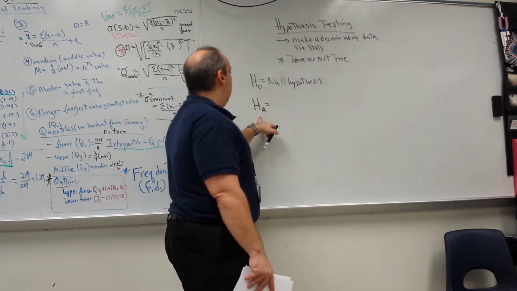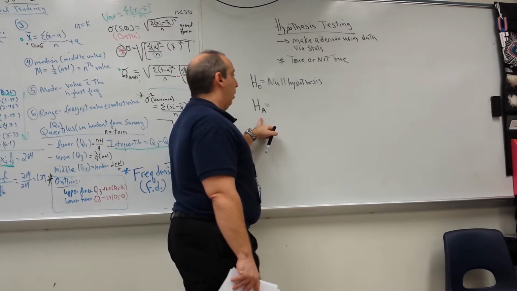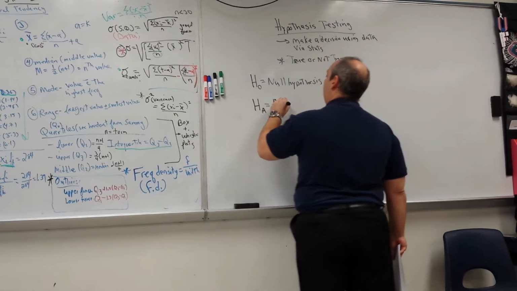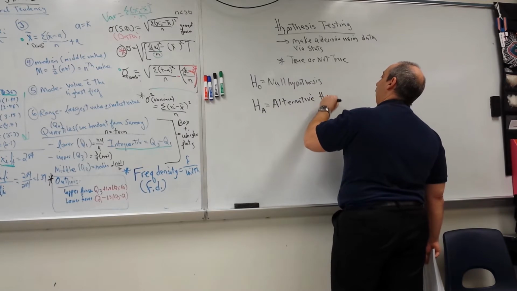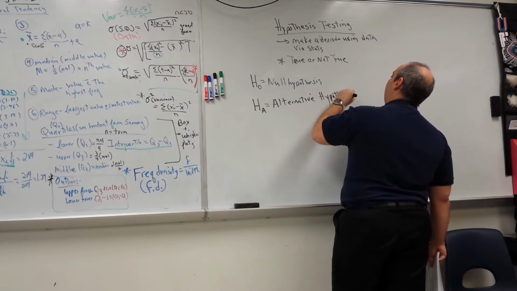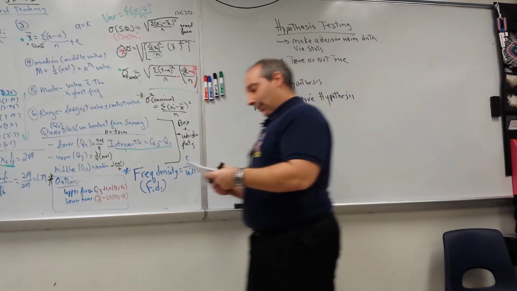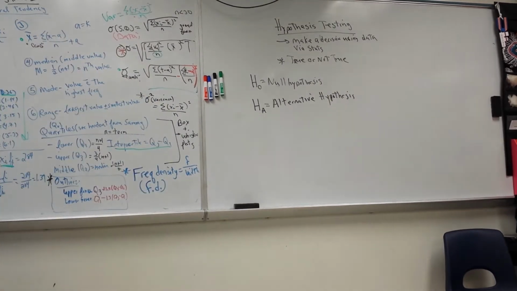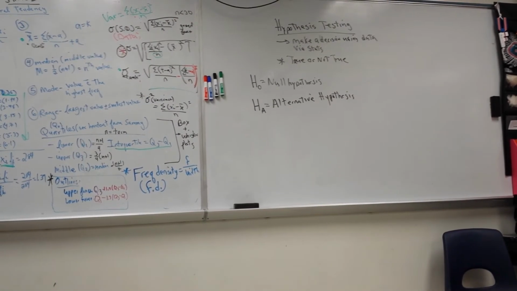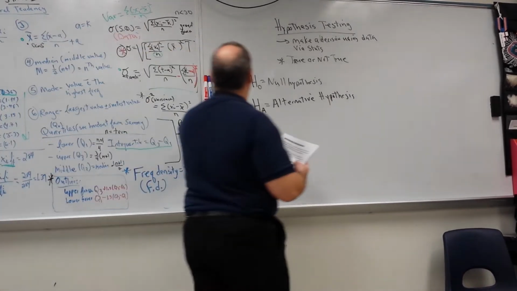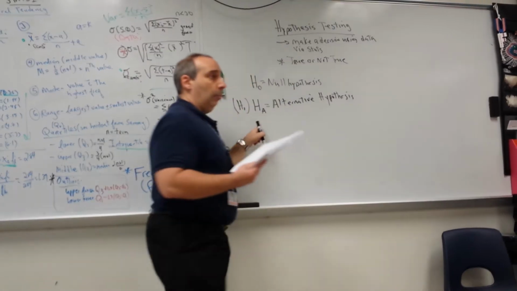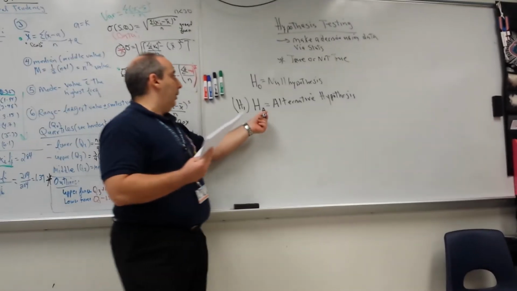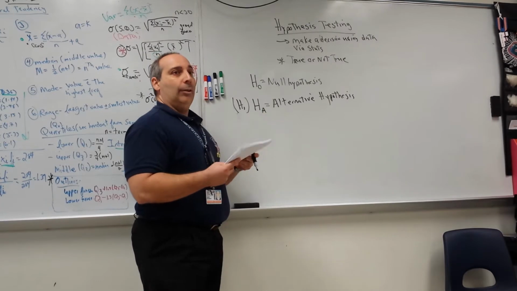So this one, H of A, is the alternative hypothesis. Sometimes this is known as H sub 1. I just want you to be familiar with it: you can write either one, okay? I prefer if you write it this way, H-O or H-A, okay?